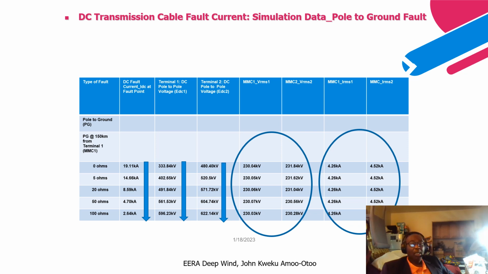Okay, so this is the data for pole-to-ground fault with varying fault resistance. I have other data for pole-to-pole fault with varying fault resistances at various fault locations. But for the sake of time, I don't have that table as part of this, so I just showed you what I have for pole-to-ground fault.